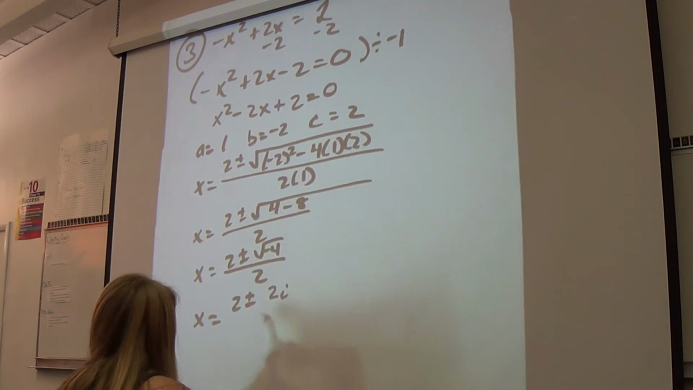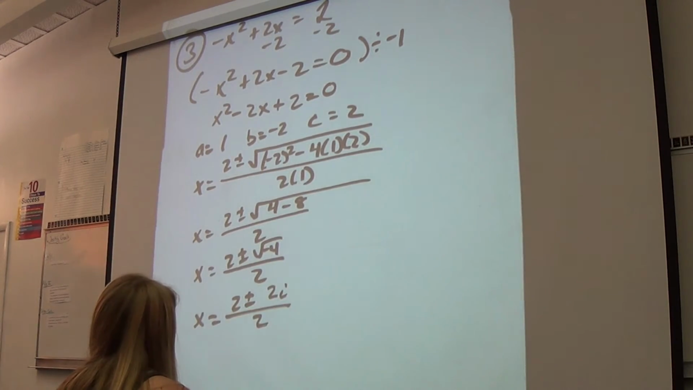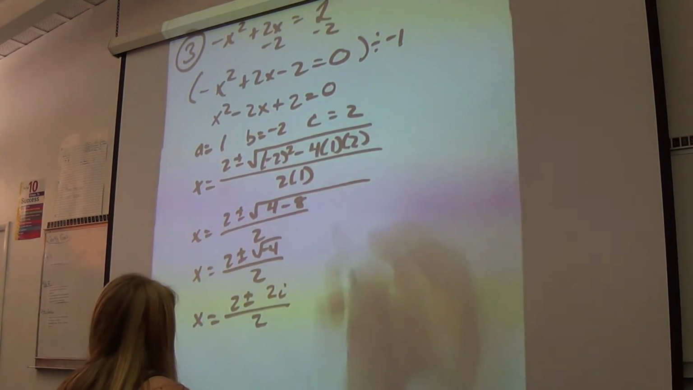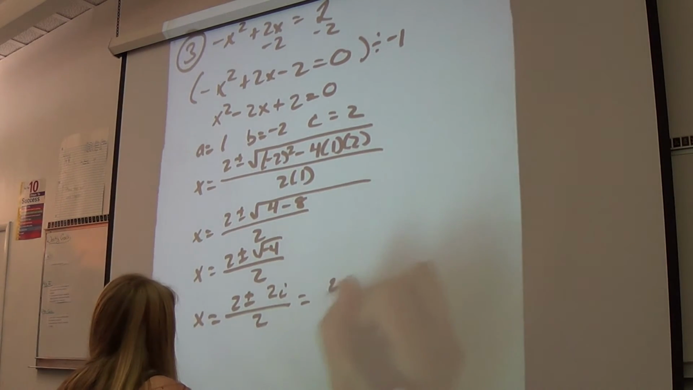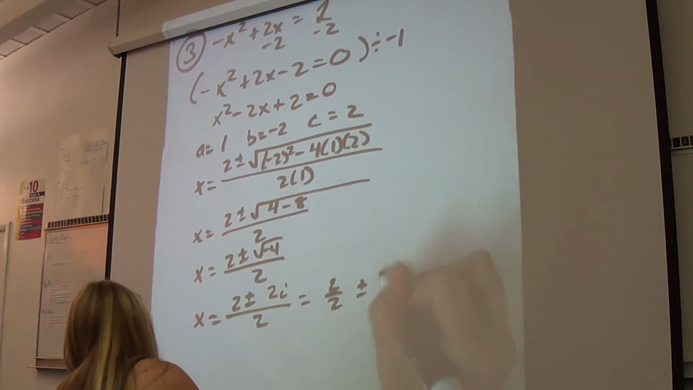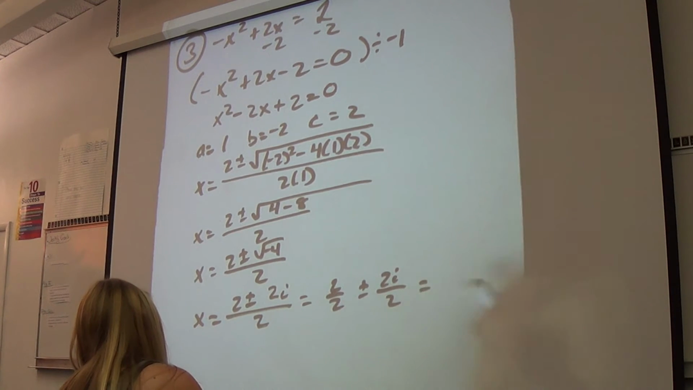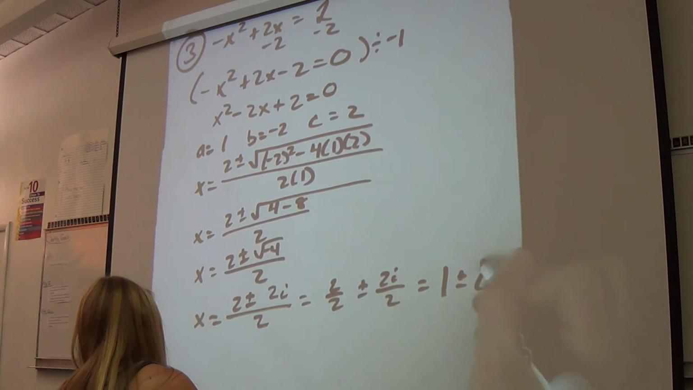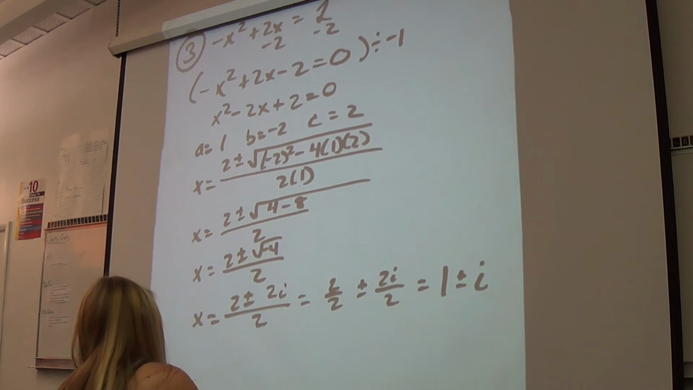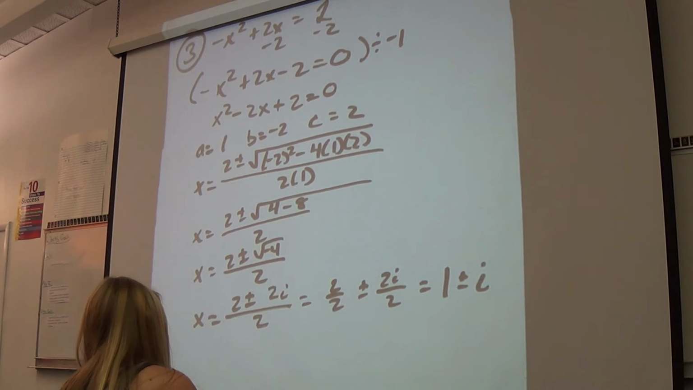Yeah, I didn't hear the 2. You might have said the 2. Once you have an i, remember we have to keep our real friends and our imaginary friends separate. So we're going to do the 2 divided by 2 plus or minus 2i over 2. 2 divided by 2 is 1. Plus or minus 2 divided by 2 is just i. Does that make sense?